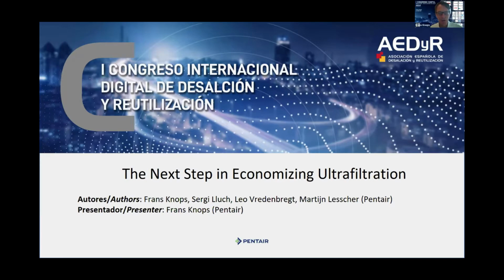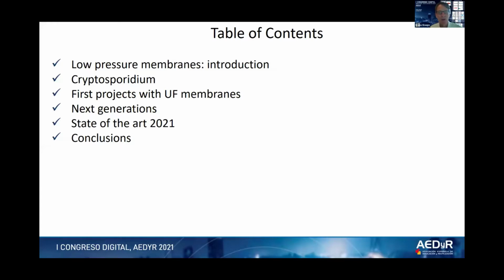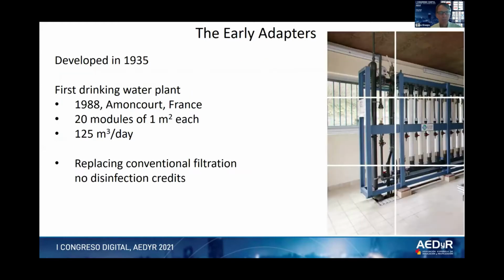So after the reverse osmosis, I would like to talk a little bit about ultrafiltration, how ultrafiltration membranes have progressed in performance over the last decades. Ultrafiltration membranes have been around actually longer than reverse osmosis membranes, developed in 1935. But for the first 50 years, ultrafiltration membranes were exclusively used for very small scale applications. Filtration of pharmaceuticals was a typical application.